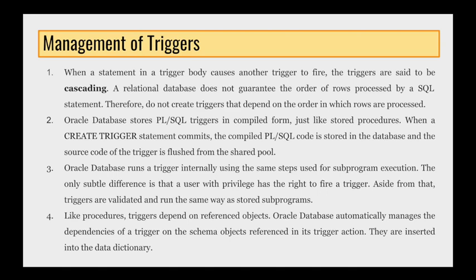Oracle stores PL/SQL triggers in compiled form, just like other stored procedures. When a create trigger statement commits, the compiled PL/SQL code is stored in the database, and the source code of the trigger is flushed from the shared pool. In Oracle database, triggers are run internally using the same steps for subprogram execution. The only subtle difference is that a user with privilege has the right to fire a trigger. Aside from that, triggers are validated and run the same way as stored subprograms.